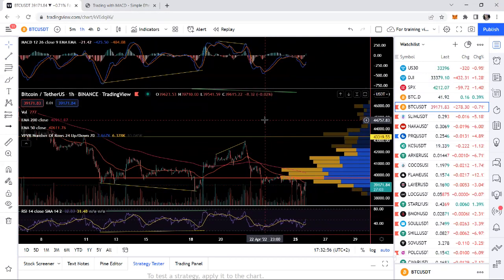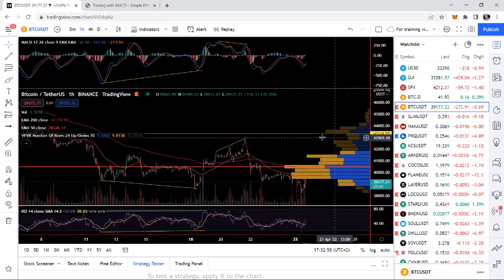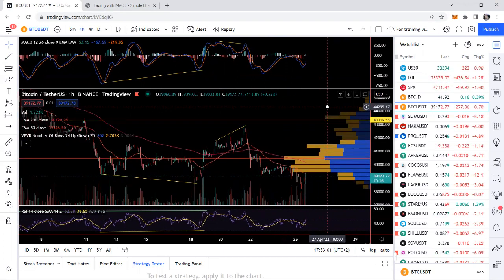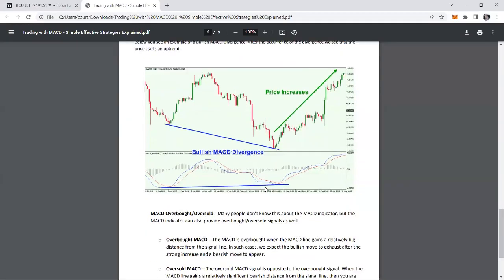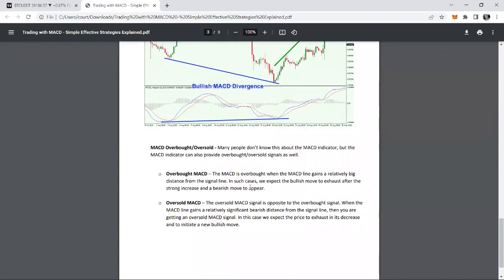Okay, so it's a very nice indicator to use. It's very nice to use all the indicators together because you can get different things from different indicators. And if you put them all together, it's like a puzzle. Okay, so those are the divergences. The MACD overbought and oversold. Many people don't know this about the MACD indicator, but the MACD indicator also provides overbought and oversold signals.